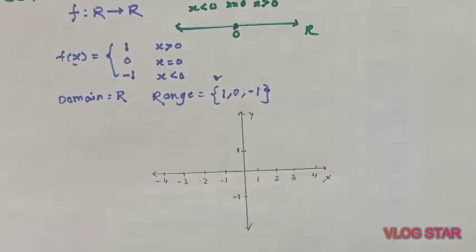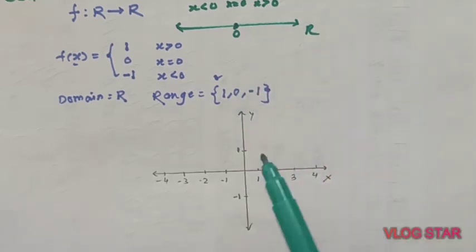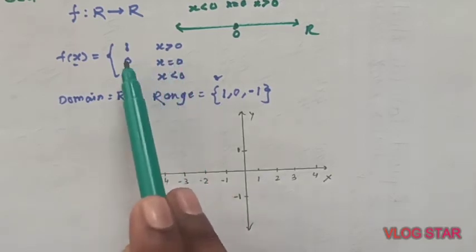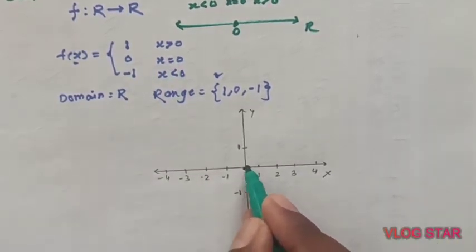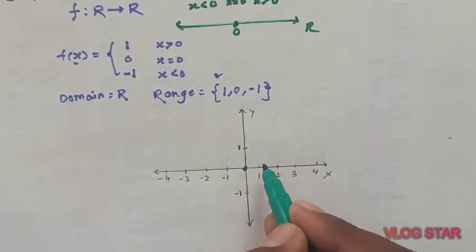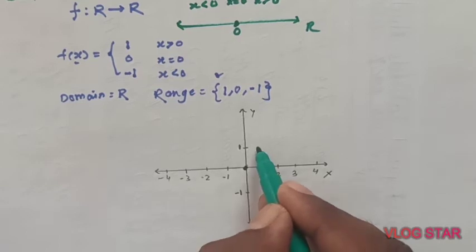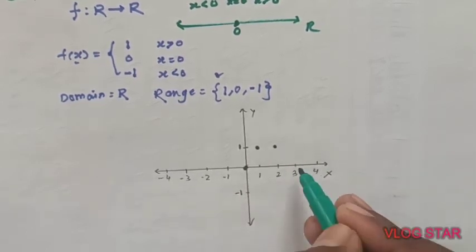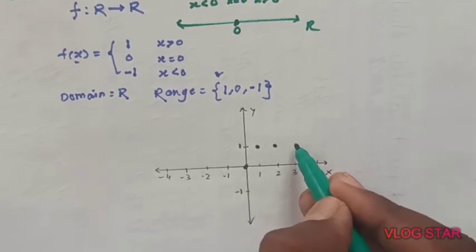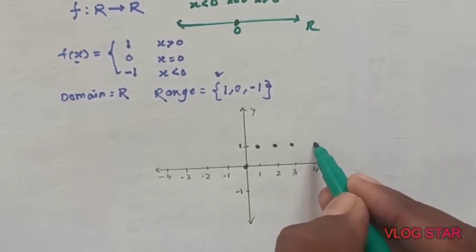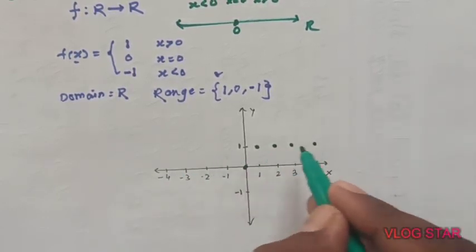Now look here, we'll try to draw the graph of this. I will take 0. What is the image of 0? As per this criteria, whenever x is 0, the image is 0. Here is a point. For any positive number, the image is always 1. If I take positive number 1, the image is 1. If I take positive number 2, the image is again 1. For all positive real numbers, not only integers, if I take 2.5, then the image is 1. For all positive numbers, the image is always 1.